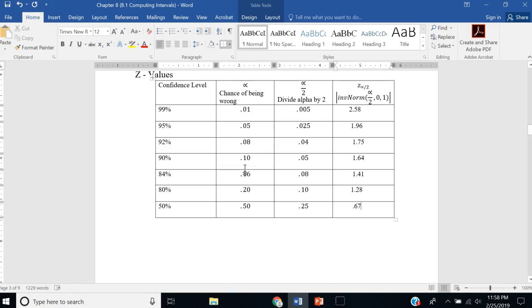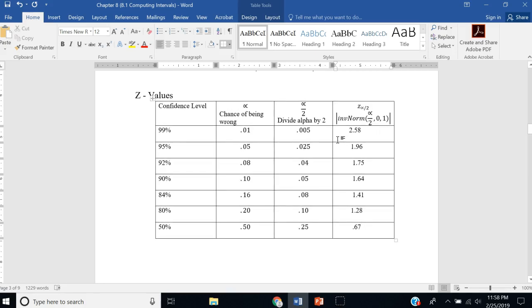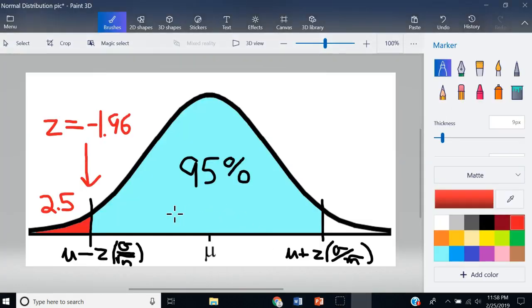So here's a couple things hopefully we notice. Obviously, if you want to be more confident, we need to go out further in terms of how many standard deviations we go out. And that should make sense, that to be more confident means I'm going to cover more of the normal curve. In order to cover more of the normal curve, I need to go out further. I need to go more standard deviations. So that's the connection between the central limit theorem.